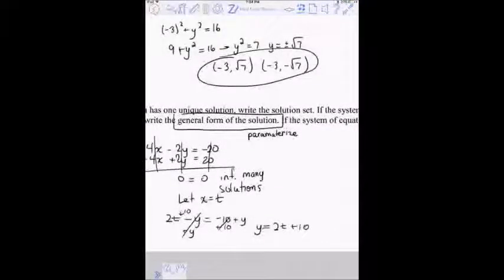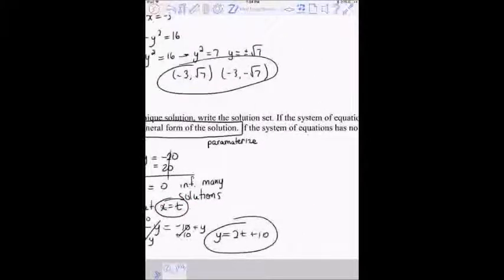2t plus 10. So I've got x equals t, and I've got y equals 2t plus 10. So then my solution x comma y is really t comma 2t plus 10.